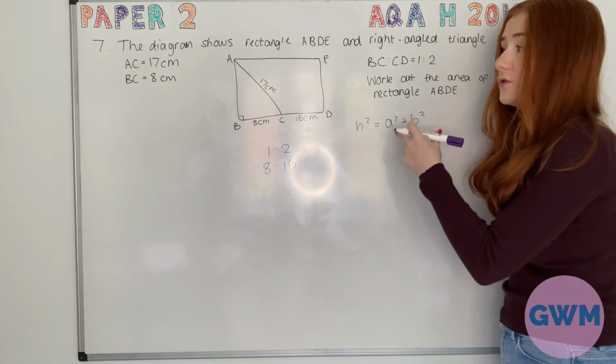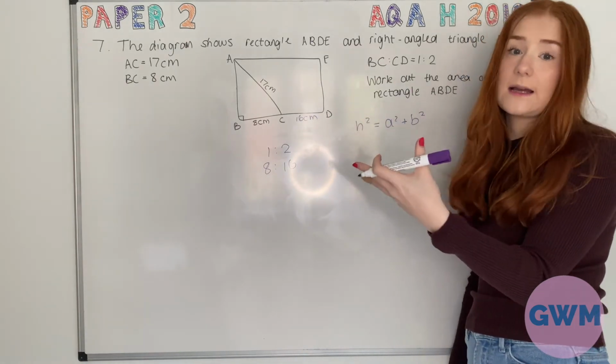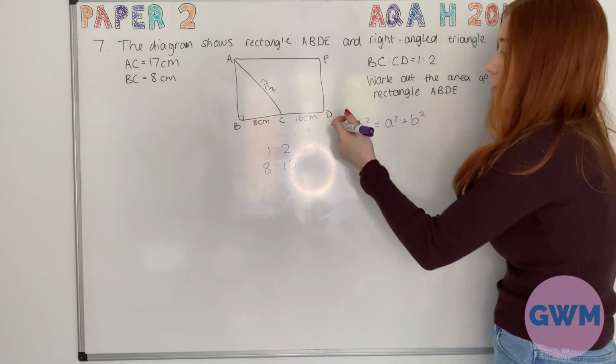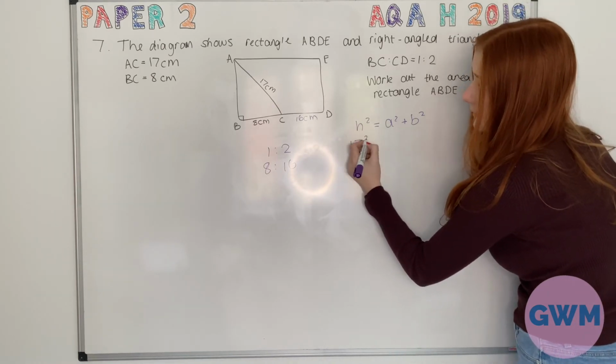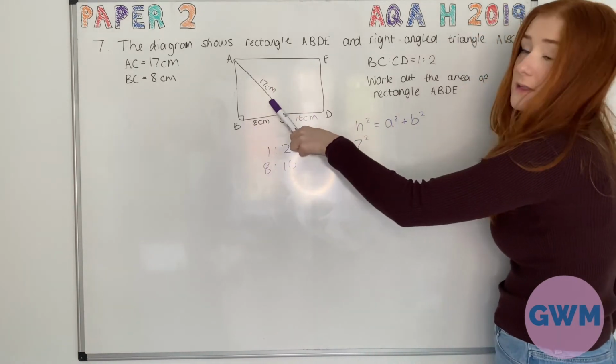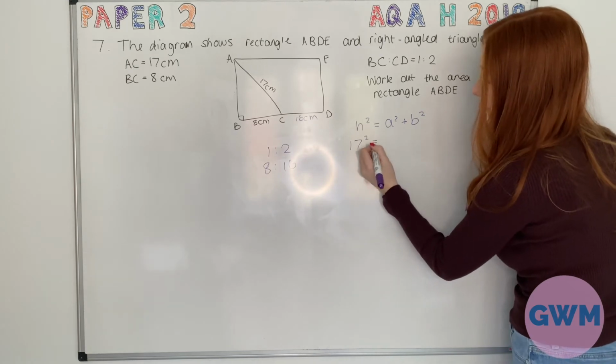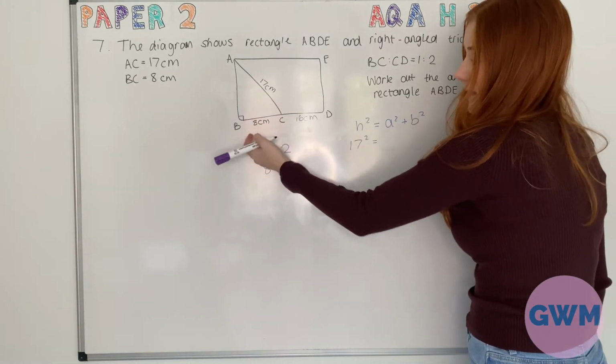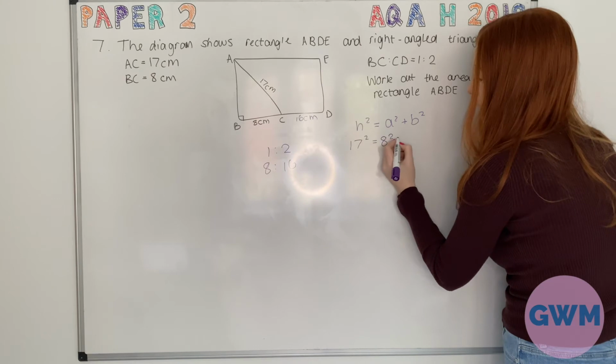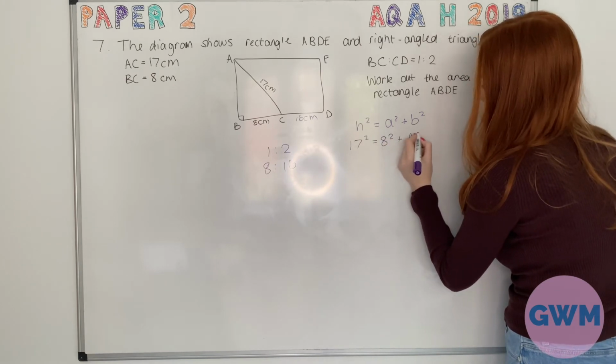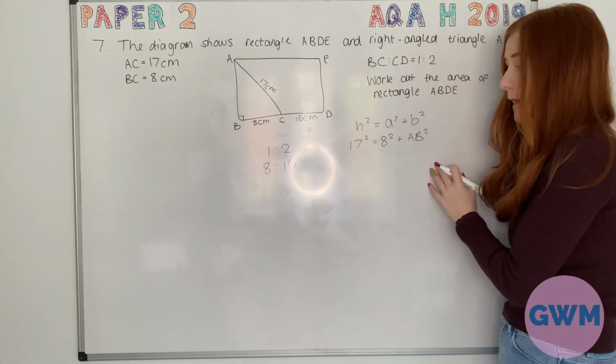That's the rule to work out any side length on a right angled triangle. So we have the hypotenuse in this case, which is here. It's the side opposite the right angle. It's 17 centimetres. We can say that this side here is A, so we know that one. And we have an unknown, which is AB. Write out properly so we don't get confused.